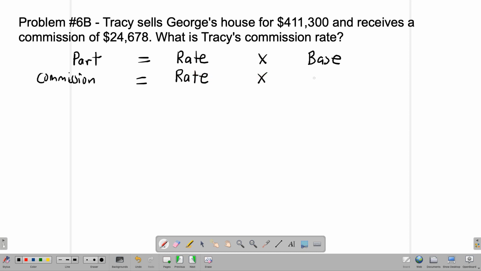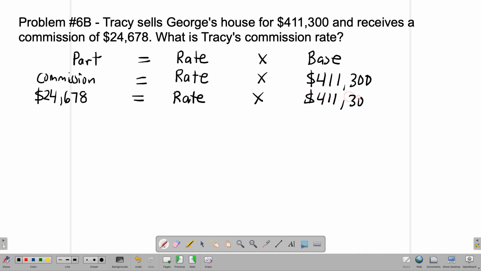And we have the base, which is the price of the home, $411,300. And we want the commission now, which is $24,678. So we're basically rewriting the equation each time. And the base is the sales price, which is $411,300. All right, so we continue to just transform the equation. So we want to solve for the rate. We keep the rate right there. And on this side, 24,678 is already there.